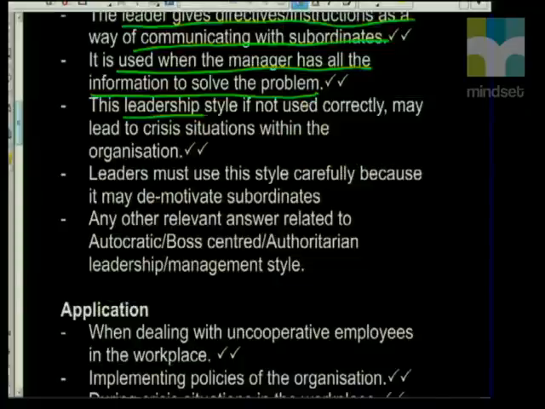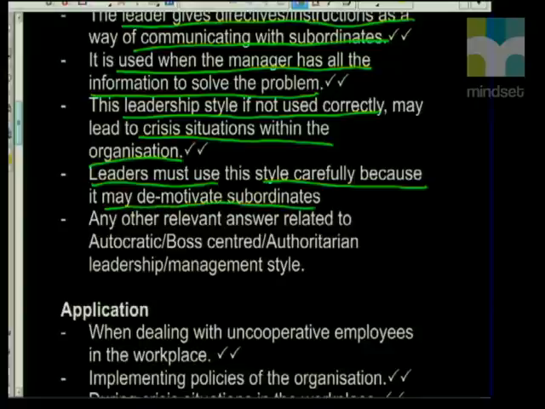Next, the leadership style, if not used correctly, may lead to crisis situations within the organization. So as much as I say this leads well to crisis situations, so let's say like floods, fires, those kinds of things, if people do not listen to their workers, for example, workers could become resentful, and this could lead to other situations like not being productive, strikes, all of those kinds of things. Now lastly, the leader must use this style carefully because it may be demotivating the subordinates. So lots of points there.